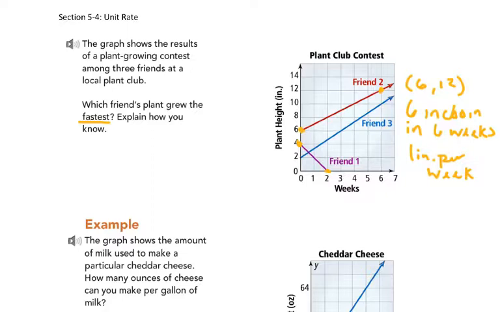Now let's take a look at friend 3. So friend 3 starts here, and if we take a look at that point there, after 6 weeks, friend 3's plant is 10 inches tall. So (6, 10) is a point, but again it started at 2 inches tall. So it grew 8 inches in 6 weeks.